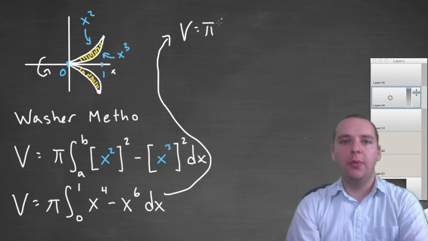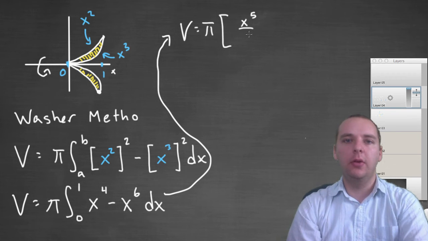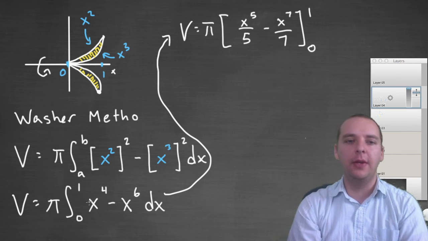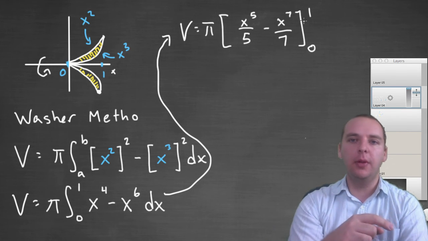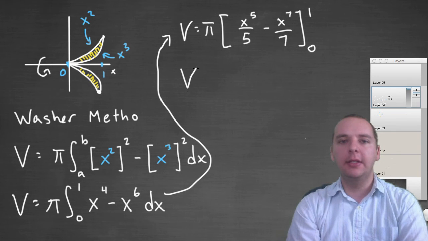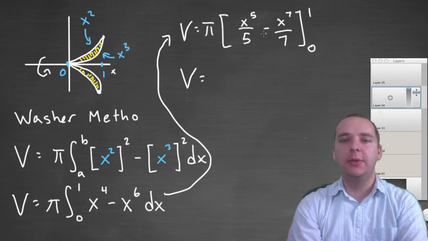Let's go ahead and integrate now. We'd have integral of x to the fourth would be x to the fifth over 5, power rule, minus x to the seventh over 7, again power rule, bracket 0 to 1. That's the fundamental theorem of calculus. It says if you want to do a definite integral, you take its antiderivative, you plug in the upper limit, you plug in the lower limit, and you subtract. Now the nice thing is when you plug in 0, we'll get 0. So all we really have to do is plug in 1.